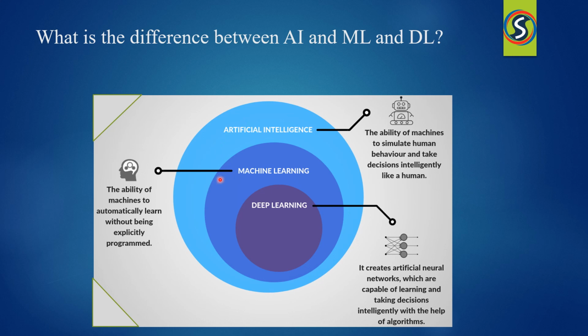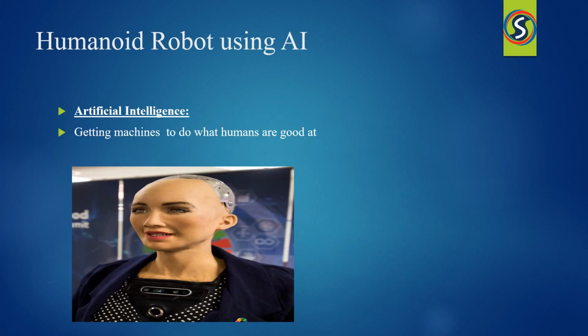So I can clearly say that in artificial intelligence, machine learning is a subset of artificial intelligence and deep learning is a subset of machine learning itself. So with a combination of all these you can possibly create a humanoid. Now let me explain a humanoid which is actually very successful right now.